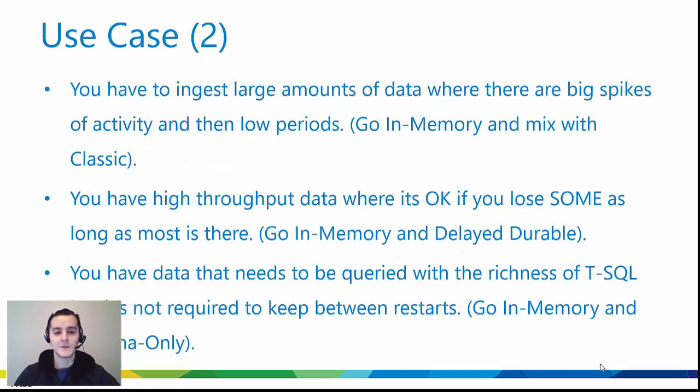Number two, if you have to ingest large amounts of data where there are big spikes of activity and load periods, probably you want to mix in-memory with classic so that you can receive the data in-memory and then just dump it later, when the activity goes lower, into a classic table. If you have high throughput data where it's okay if you lose some of it as long as most is there, that's really the use case for delayed durability, and it mixes really well with in-memory. And like I showed in the demo, you get a really big spike in speed.